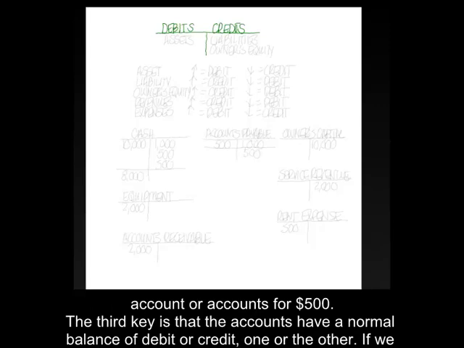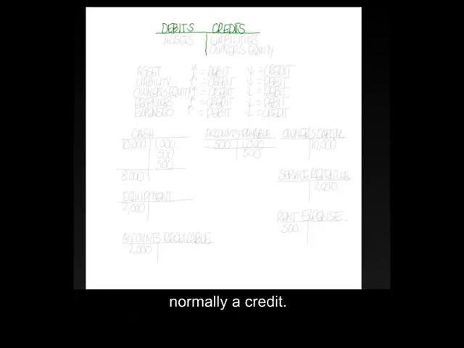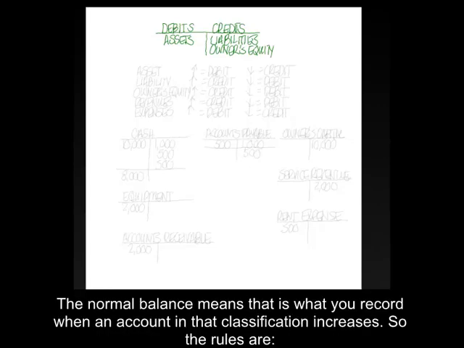The third key is that the accounts have a normal balance of debit or credit, one or the other. If we look at our T account, assets have a normal balance of a debit, liabilities have a normal balance of a credit, and owner's equity is also normally a credit. The normal balance means that is what you record when an account in that classification increases.